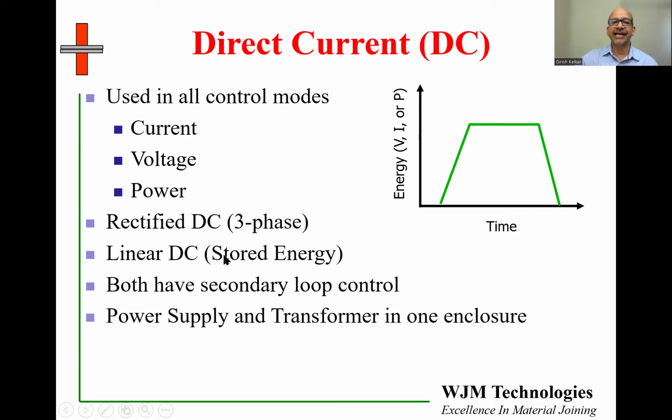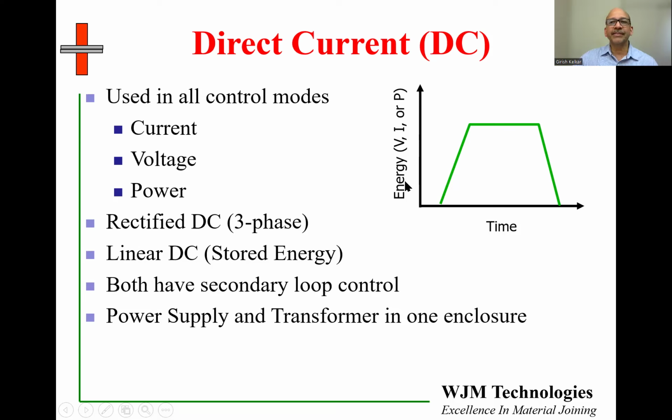Linear DC is actually a stored energy type power supply. So where you are storing the energy, again, in a capacitor bank, but instead of discharging it like in an open loop environment, in this case, you discharge it in a controlled manner. So you can actually get a certain profile on the oscilloscope or the monitor. So both rectified DC and linear DC have secondary loop control. And these units are usually small, so the power supply and transformer are often in the same enclosure.